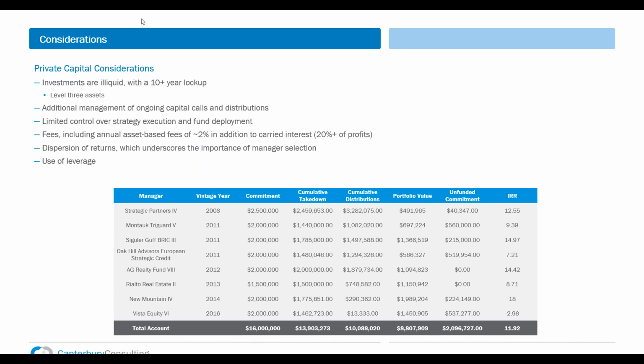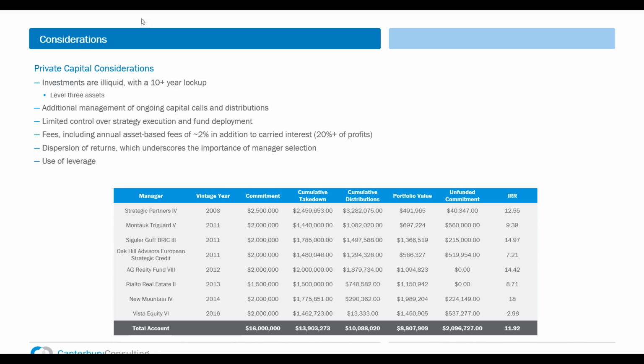Additional management of ongoing calls and distributions. Who's going to manage that? Who's going to track the calls? Who's going to track your unfunded commitments? Who's going to make the capital calls? Just to understand what goes into it, because it's not your traditional investment where you just set it and forget it. There is more management going on.